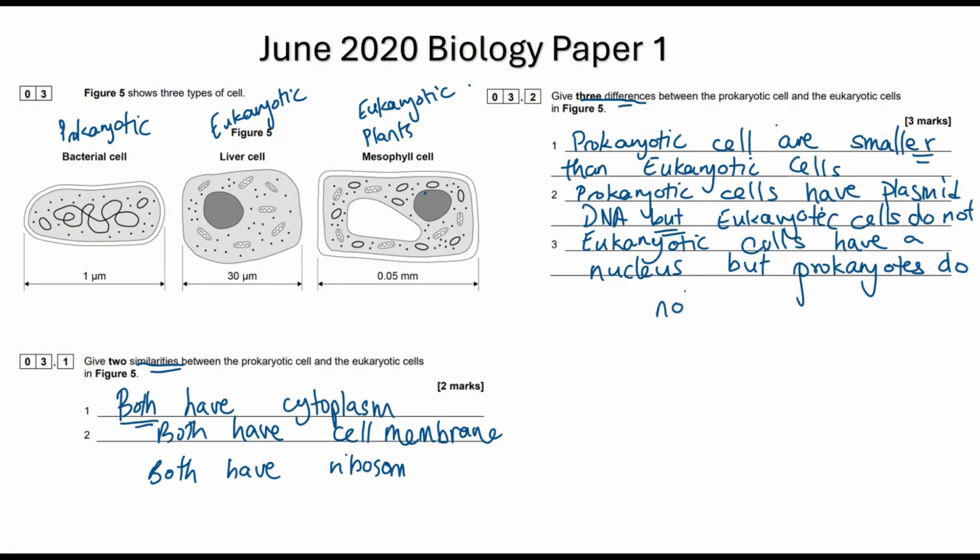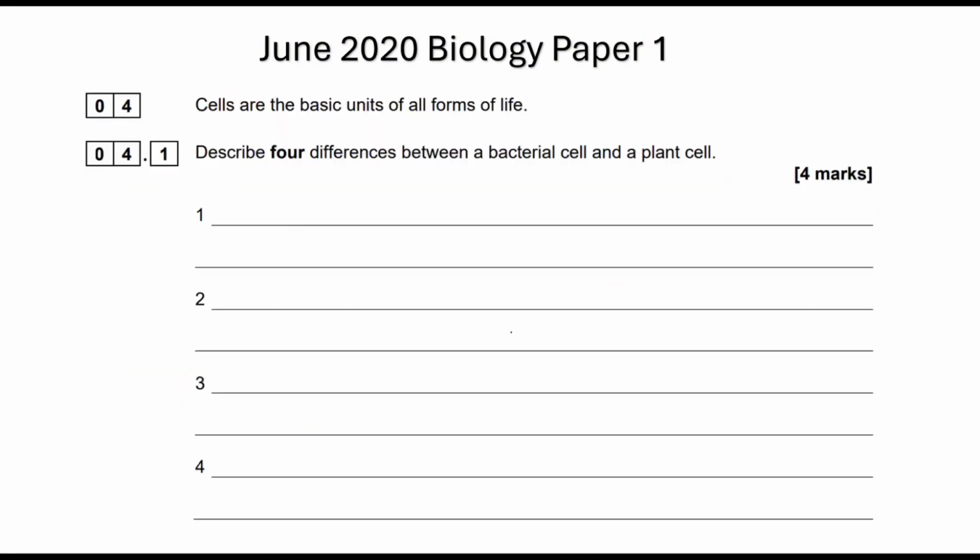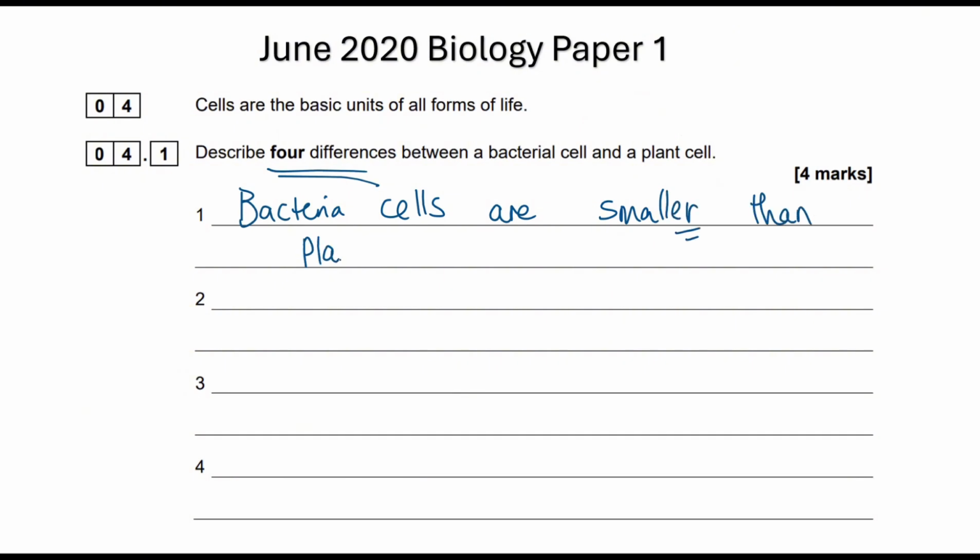Next question. Cells are the basic units of all forms of life. Give 4 differences. The question gets very repetitive. You should know this yourself now. Bacteria cells are smaller than plant cells.